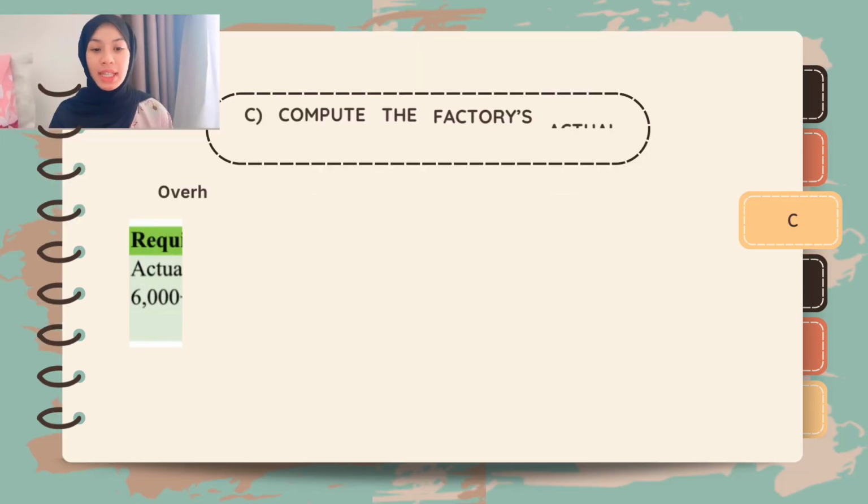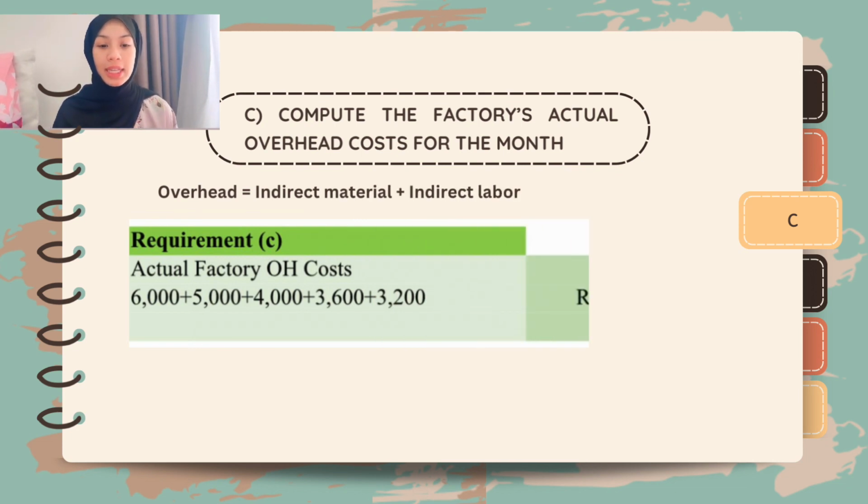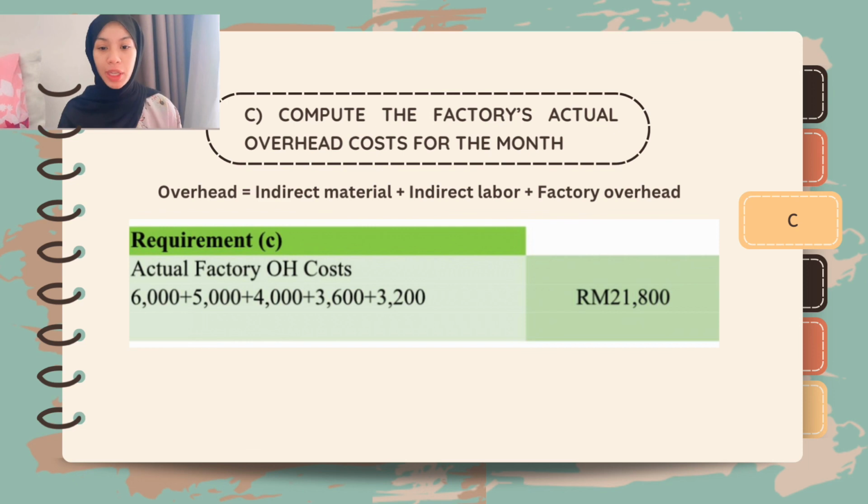19,136. The question C, compute the factory's actual overhead cost for the month. The overhead formula is indirect material plus indirect labor plus factory overhead. So we need to solve this question using the formula, which is RM 6,000 for indirect material, 5,000 for indirect labor, and in the factory overhead we have three items such as depreciation of manufacturing assets RM 4,000, utility factory RM 3,600, and other factory overhead RM 3,200. So the total for actual overhead is 21,800.